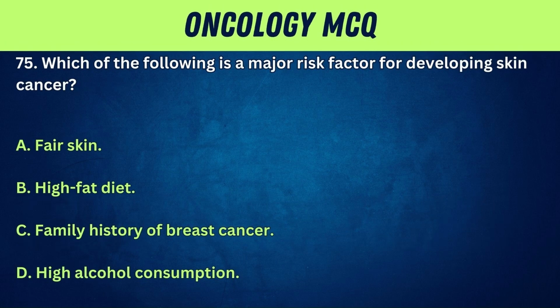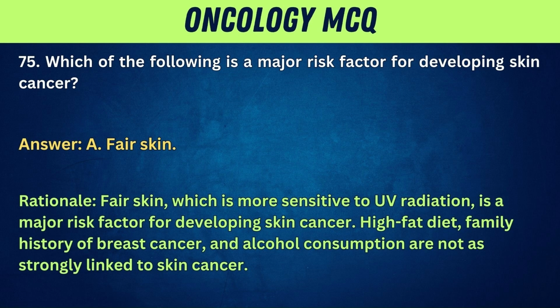75. Which of the following is a major risk factor for developing skin cancer? A. Fair skin. B. High-fat diet. C. Family history of breast cancer. D. High alcohol consumption. Answer: A. Fair skin. Rationale: fair skin, which is more sensitive to UV radiation, is a major risk factor for developing skin cancer. High-fat diet, family history of breast cancer, and alcohol consumption are not as strongly linked to skin cancer.